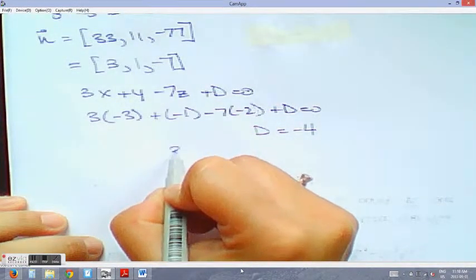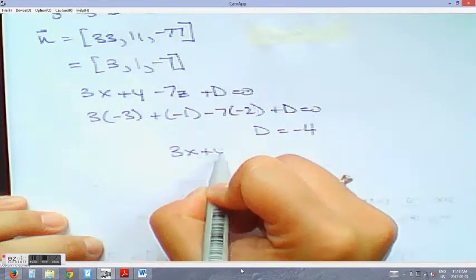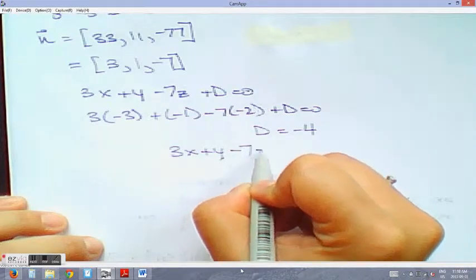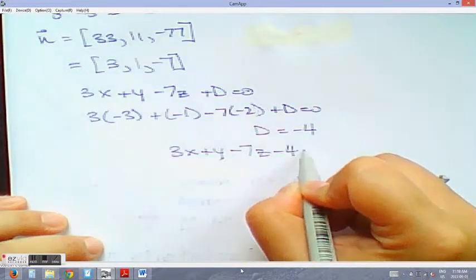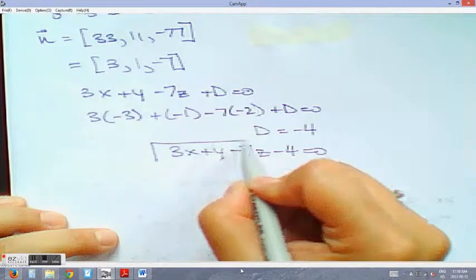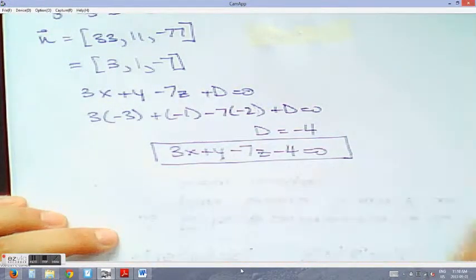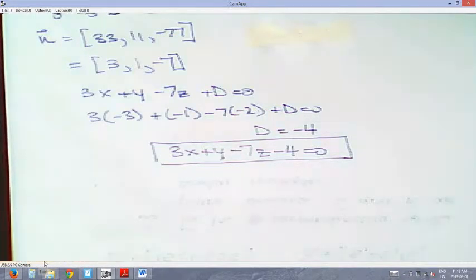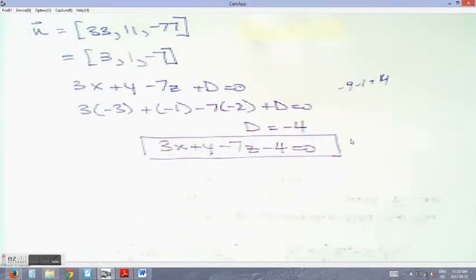Then we have 3x plus y minus 7z minus 4 is equal to 0. And there is our scalar equation of this plane. And that concludes our lesson for today, and we'll see you next time.